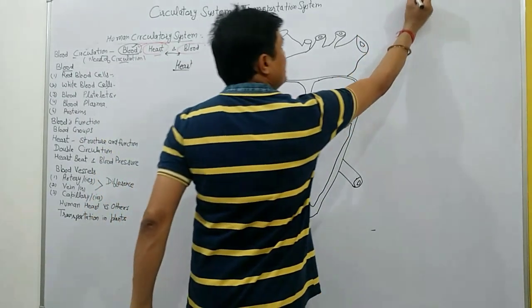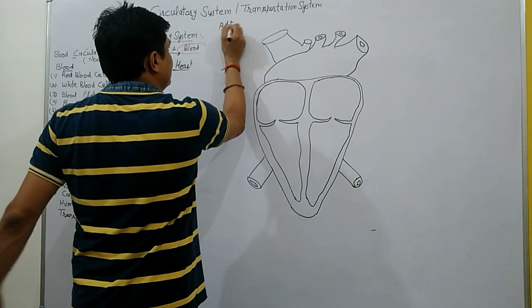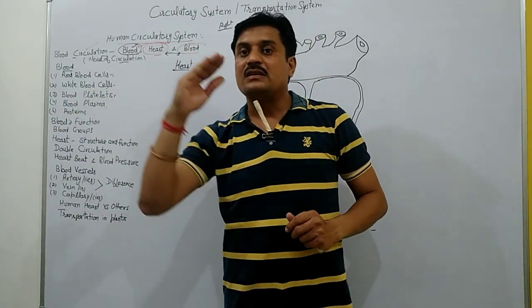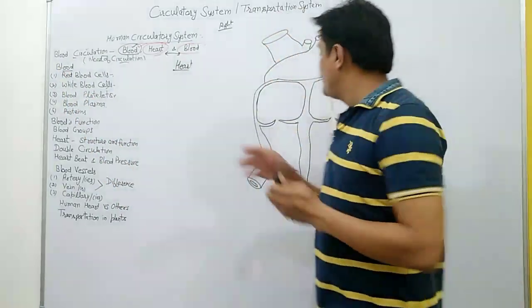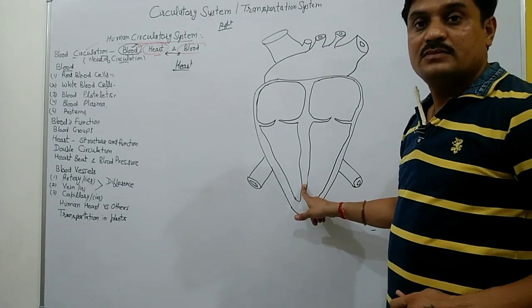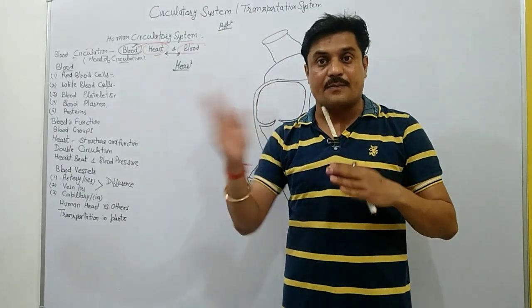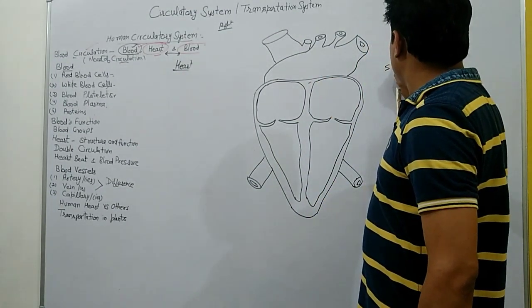This side of the heart is the left side, and this side is the right side. So the human heart is divided into two halves, the right half and the left half. Between these two parts there is a septum. It keeps the two parts of the human heart separate. It is known as the septum.